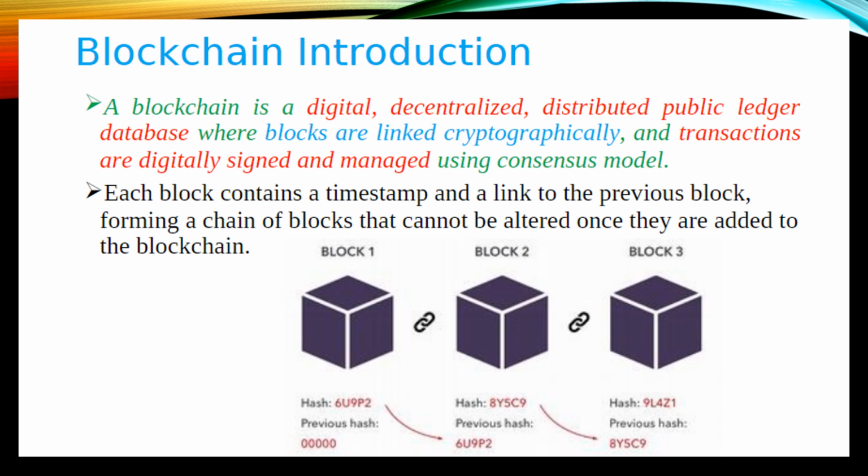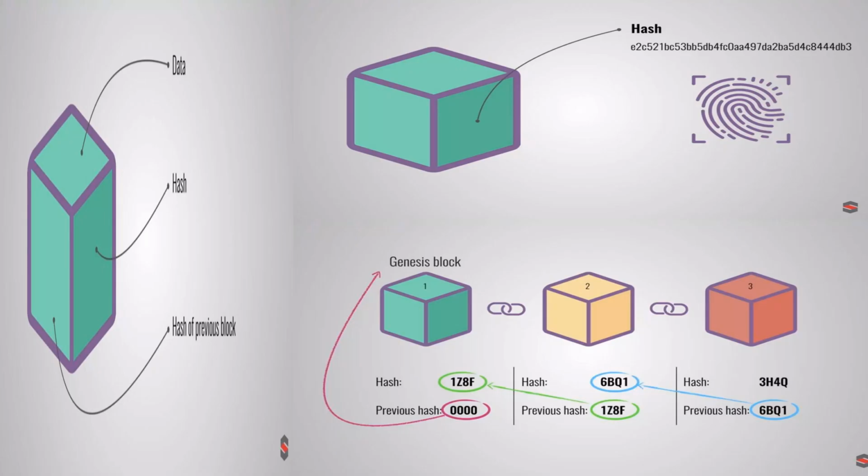Let's divide the word blockchain into two parts: one is block and another one is chain. A block is a set of transactions that happen over the network, and the chain is where blocks are linked to each other in a way that the next block contains the hash of the previous block. What is a hash? A hash is a digital fingerprint. It is in alphanumeric form, that is, a combination of alphabets and numbers. So each block contains a hash and a previous hash.